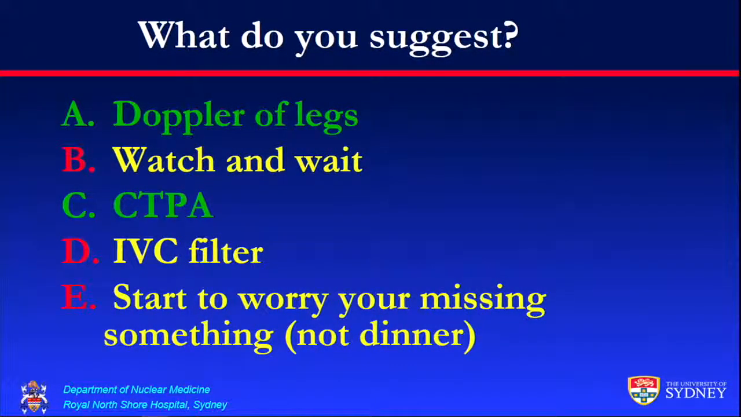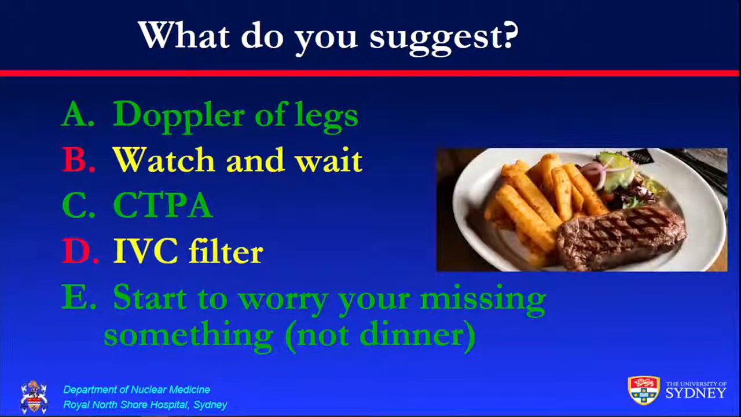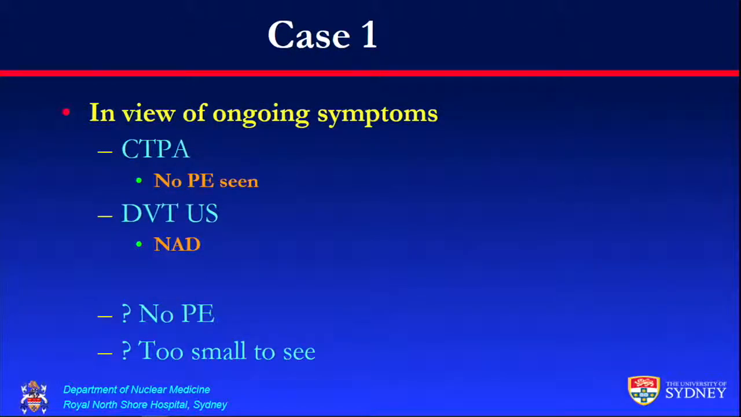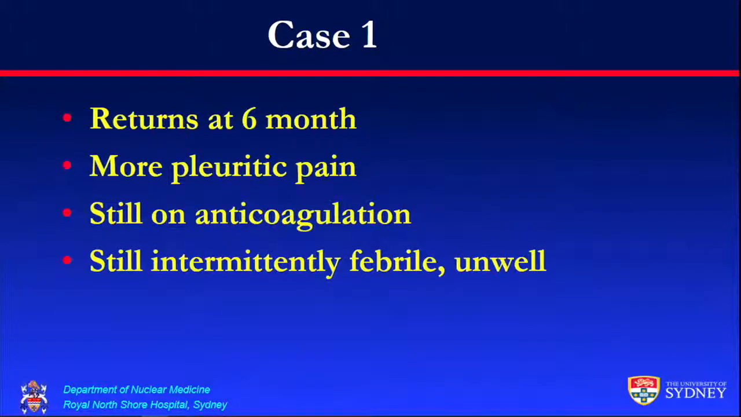However, I think it's actually perfectly reasonable to do a Doppler or a CTPA at this point, because clearly there's something else going on here that is not our standard patient. That was my dinner. So in view of all those symptoms, she did have a CTPA. It showed nothing. She had a DVT ultrasound. It showed nothing. We couldn't see any evidence of PE.